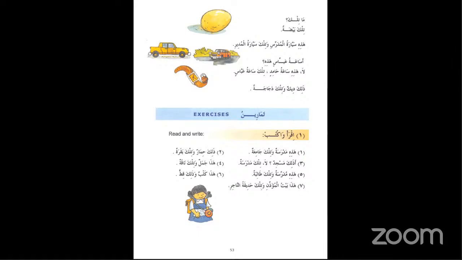هذه مدرسة وتلك جامعة. This is a school and that is a university. أذلك مسجد؟ Is that a mosque? لا، تلك مدرسة. No, that is a school. هذه مدرسة وتلك طالبة. This is a school and that is a student. هذا بيت المؤذن وتلك حديقة التاجر. This is the house of the muezzin and that is the merchant's garden. Excellent.